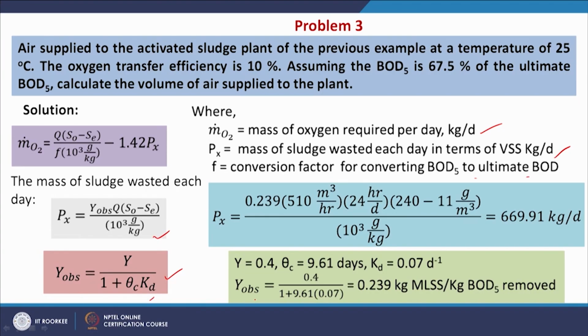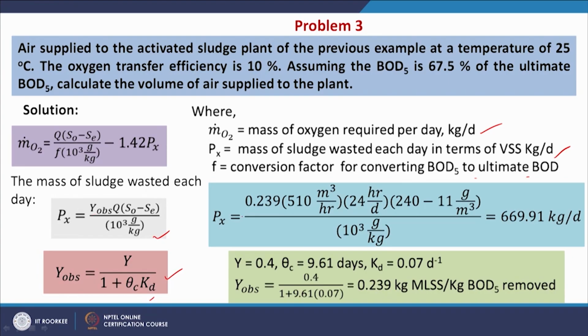So, Y observed equal to your Y value 0.4 in the previous statement. 0.4 here. So, 1 plus theta c we have calculated 9.61 and then 0.07 k_d. So, then we are getting Y observed equal to 0.239 kg VSS by kg BOD5 removed. So, this is our Y observed, and then we will put this value in this P_x calculation.